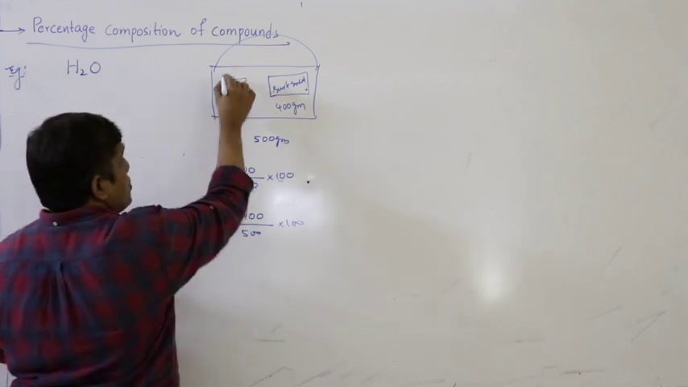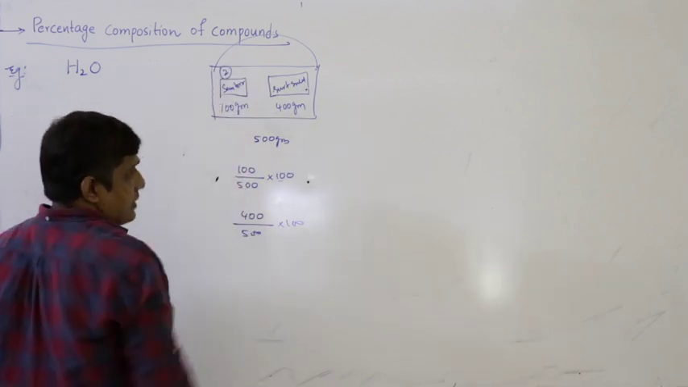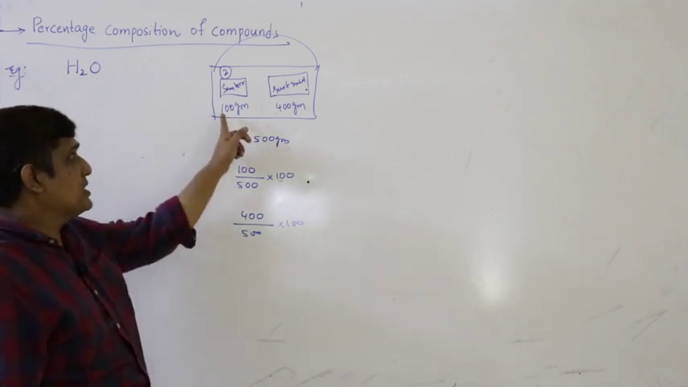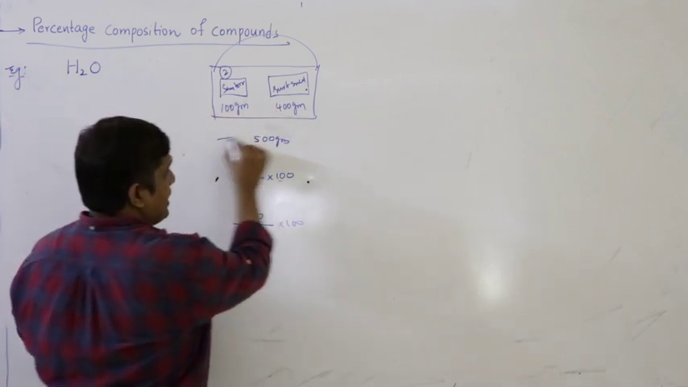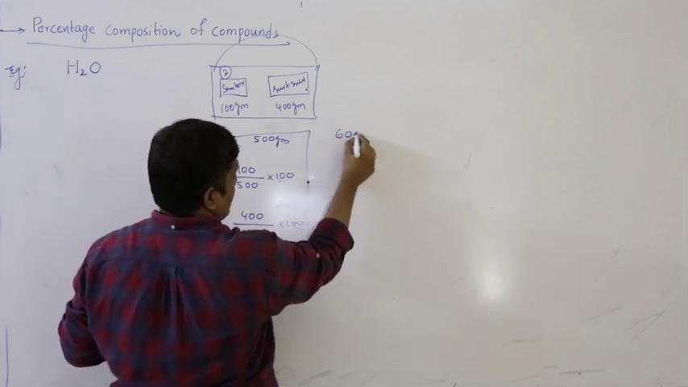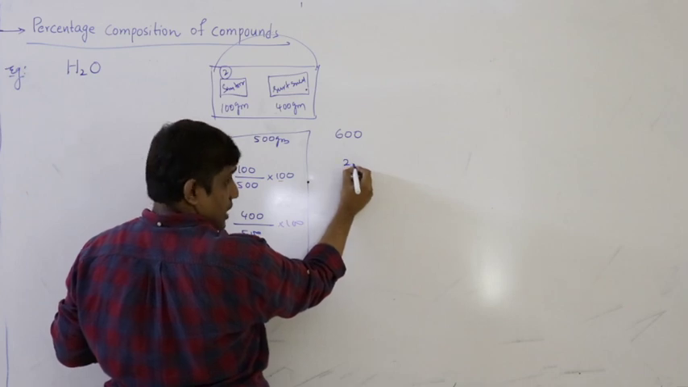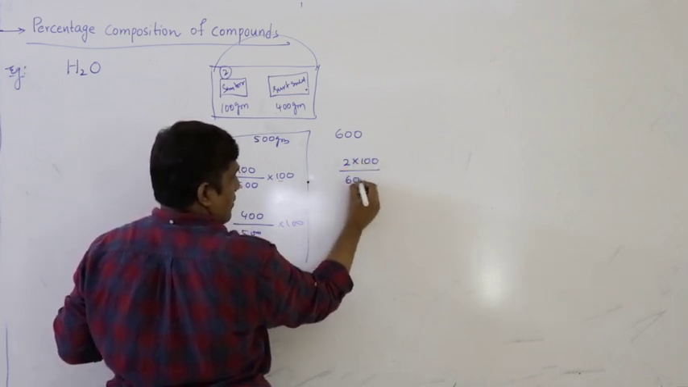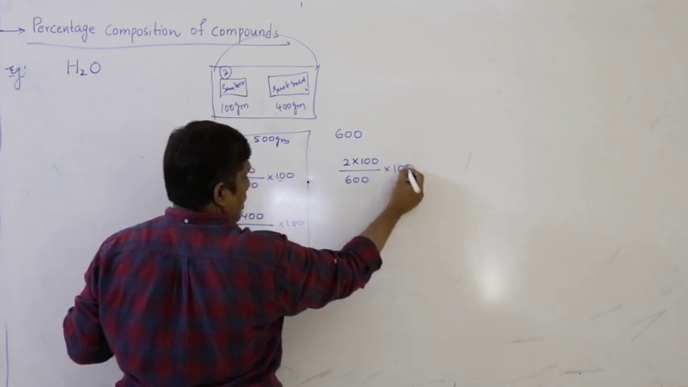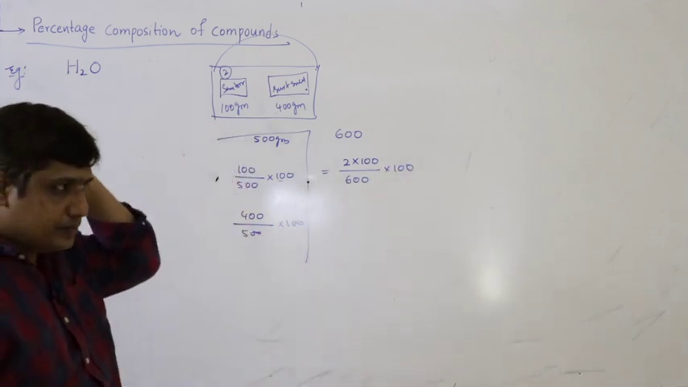Suppose if I have 2 Santur soaps, then total weight will become 600. 100 plus 100 plus 400, 600. In that case, what is the mass fraction of Santur soaps? There are 2 soaps with each mass 100 by total weight, that is 600 into 100. This is the mass fraction of Santur soap.